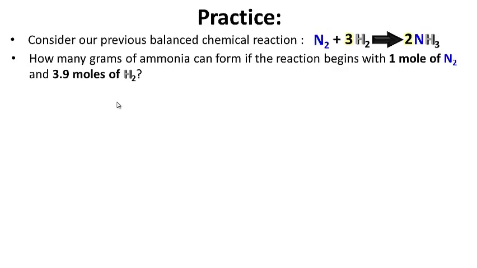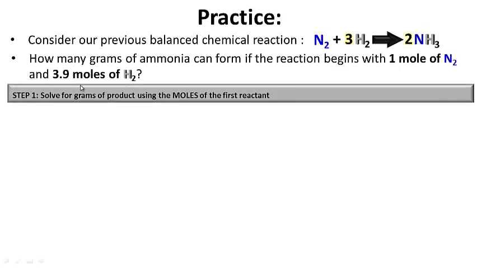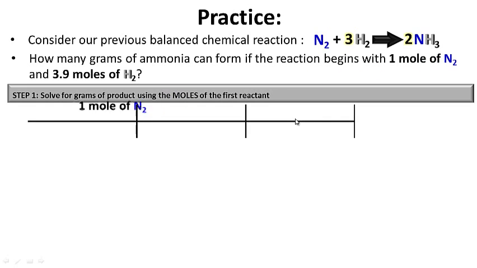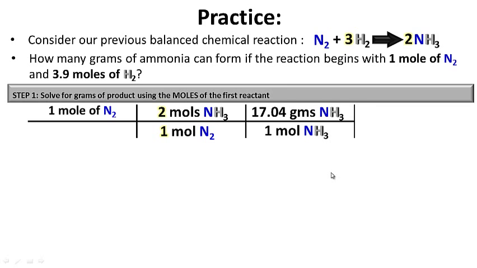All right, let's see how you did here. Step 1, solve for grams of product using the moles of the first reactant. We have 1 mole of N2, and we know 1 mole of N2 will produce 2 moles of NH3 according to our balanced chemical reaction, and we know 1 mole of NH3 has a molar mass of 17.04 grams. All of our units cancel, and we're left with 34.08 grams of NH3 that can form from 1 mole of N2.